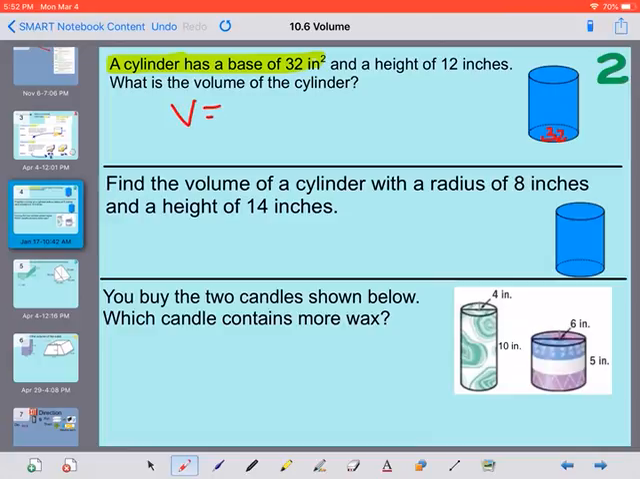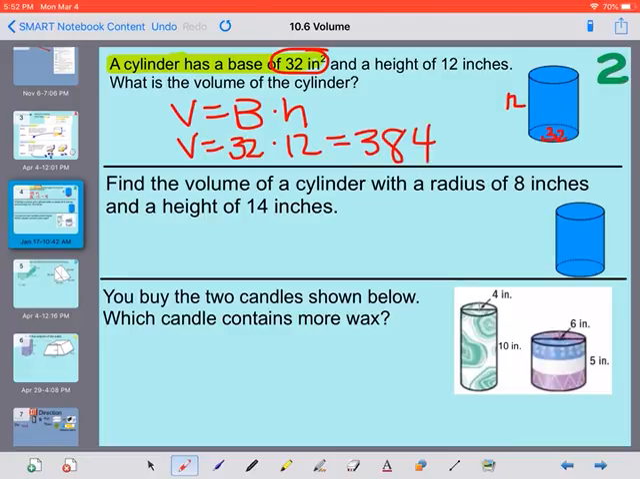So our formula, volume equals area of the base times the height. I already know this is the area of the base because it's already in inches squared. That means it's an area. It's two-dimensional. So that's 32 times the height, which is 12. All we have to do is multiply. So if they give us the area of the base, it makes our lives a little bit easier. 32 times 12 is 384.